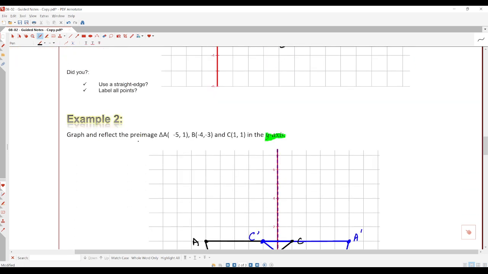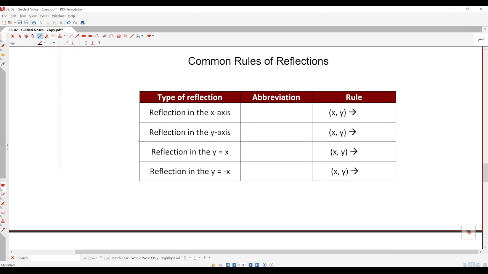So the rule that you're going to write down here at the bottom of this page is for a reflection in the x-axis, the rule is that the x coordinate stays the same and the y coordinate is just the opposite.